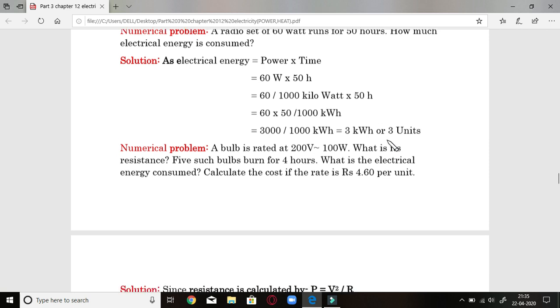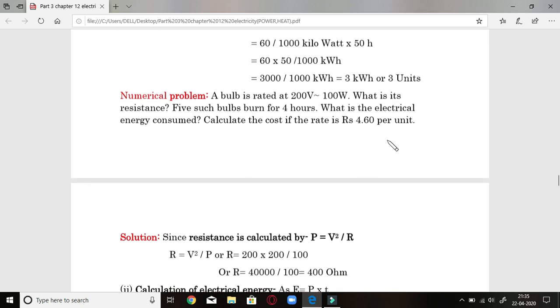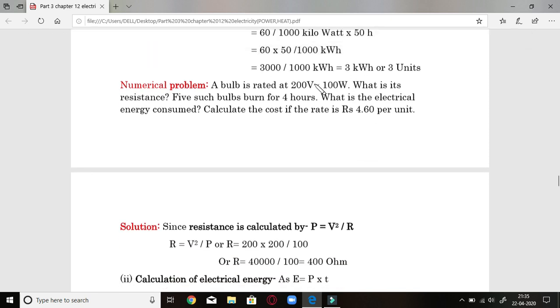Next numerical: a bulb is rated 200 volt and 100 watt. So this 200 volt is the potential difference across the bulb, whereas this 100 watt is the power of it. What is the resistance? 5 such bulbs burn for 4 hours. What is the electrical energy consumed? And calculate the cost if the rate is rupees 4.60 per unit.